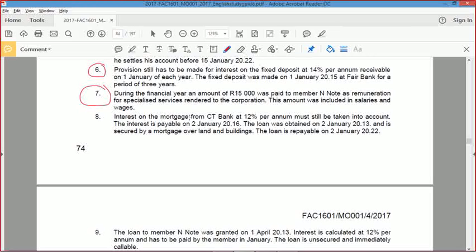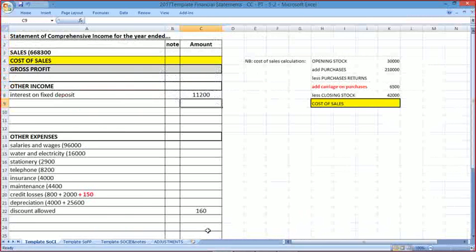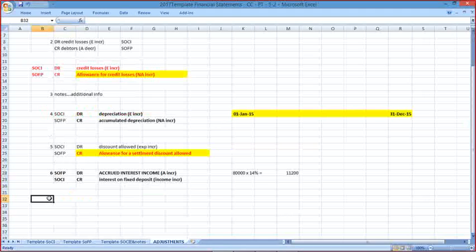Okay, so have you captured the amount? It was captured already, under salaries and wages. Should the member's salary be disclosed as part of all the other salaries and wages? No, they're special. So see, that's an easy mark. Number 7 is easy because it's just disclosure. Okay, so number 7 in terms of working, easy disclosure marks.